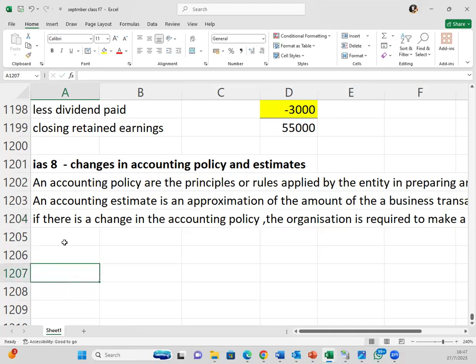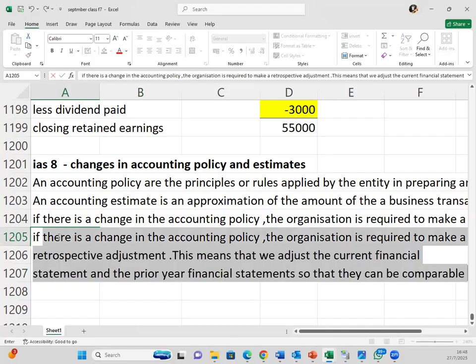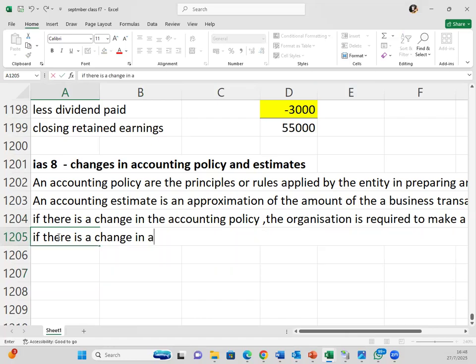Then besides the change in policy, where you're making changes to the prior financial statements, we also have a change in estimate. So if there is a change in accounting estimate, the business must make a prospective adjustment.